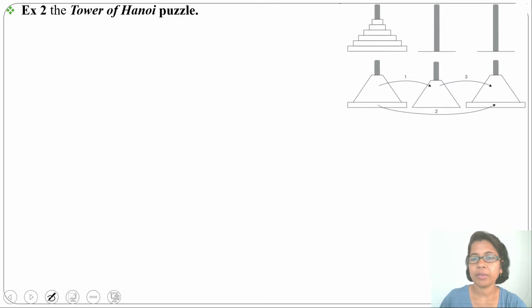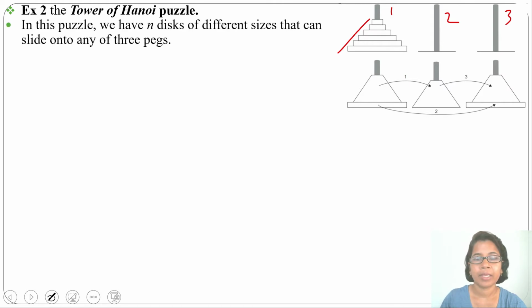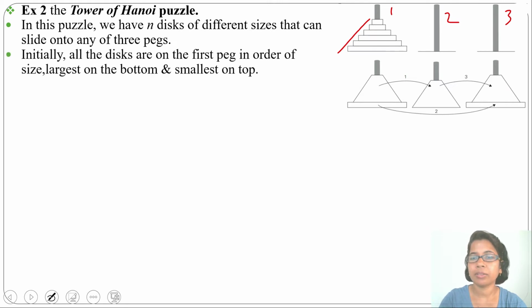In the Tower of Hanoi puzzle, there are n disks. These are the disks and 3 pegs. This is peg number 1, peg number 2 and peg number 3. And we can move disks from one peg to another peg. Initially, all disks are on the first peg, in order of their size, meaning the larger one at the bottom while the smaller one is at the top. We keep disks one after another in larger to smaller order.